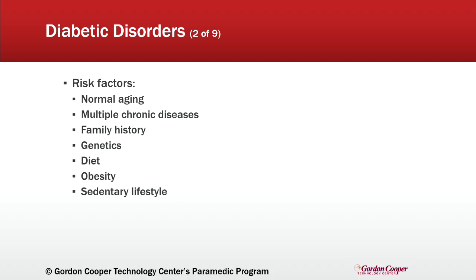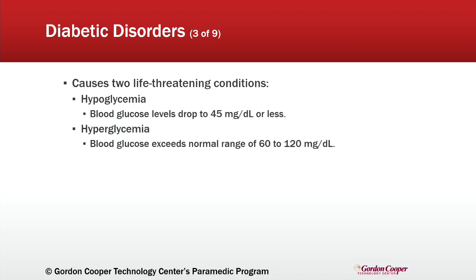If a patient can manage their diabetes, they're going to greatly reduce the risk factors for other issues as well. But as you can see, it's not always easy to do. Diabetes can cause 2 life-threatening conditions, of course, and we've talked about these previously. Hypoglycemia, which occurs when the blood glucose drops below 45, and hyperglycemia, when the blood glucose rises above the normal range of 60 to 120.